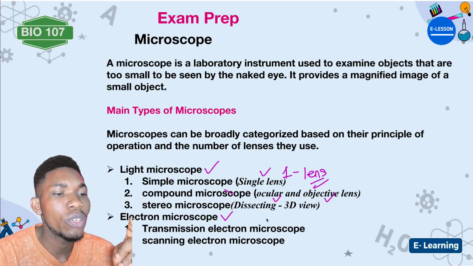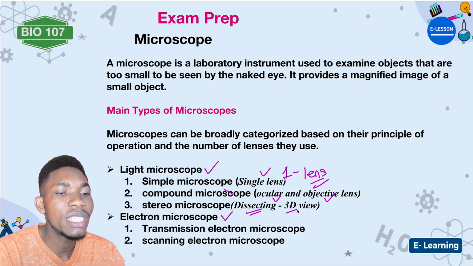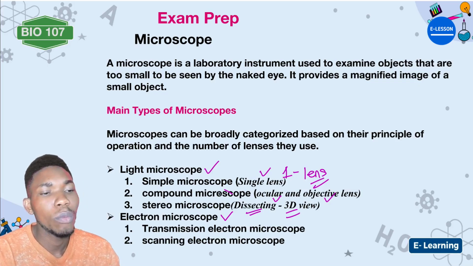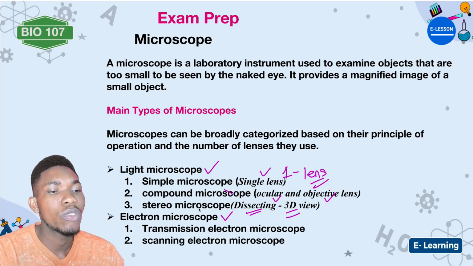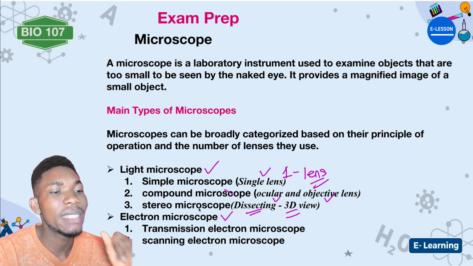Then we have the stereo microscope, which is also called the dissecting microscope. This one gives a 3D view of the objects you are magnifying. Are you getting it? All these compound microscopes will only give one side view, but the stereo microscope will give a 3D view of everything you are magnifying. So these are the three types of light microscope.